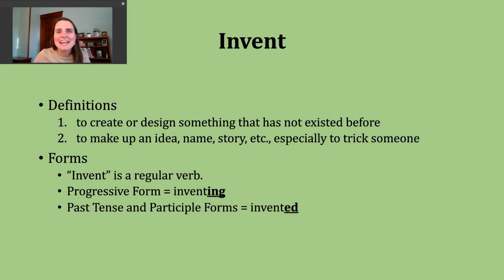Our base verb, invent, ends with a T sound. This means that the ed ending is going to add an extra syllable to the word. We're going to make the sound id. So the past tense and the participle forms of the verb should sound like this: invented, invented.